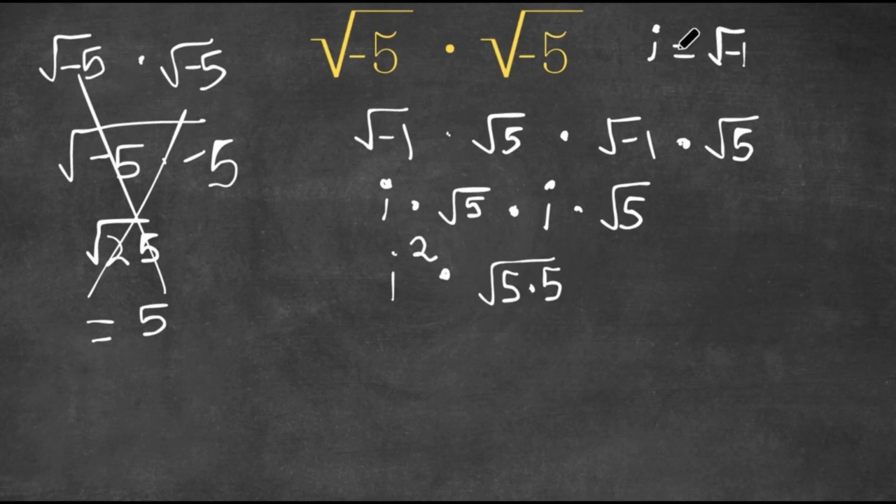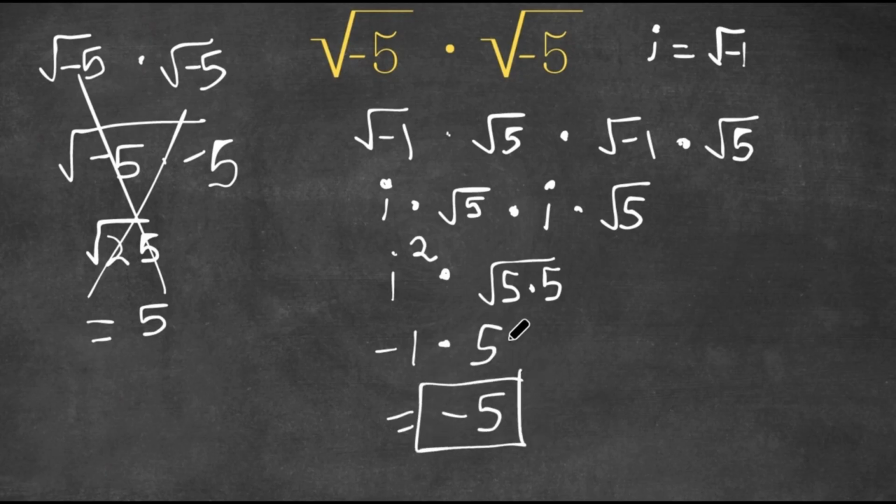Now i squared, well, i is equal to the square root of -1, so i squared would equal -1. And I'm multiplying this with the square root of 5 times 5, which is simply just 5. So now I have -1 times 5, which is equal to -5. So -5 is our answer.